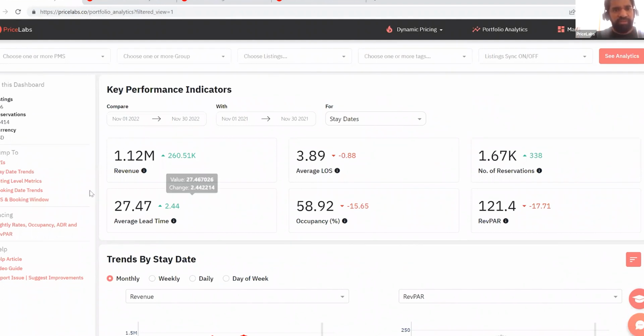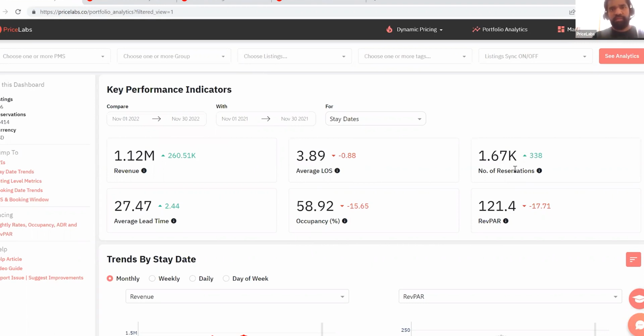This is a single quick KPI. You can see this by stay date. Stay date is the dates when people are staying. So for the month of November, how many people stayed, or how much revenue did you make? How many reservations did you get during the month of November?